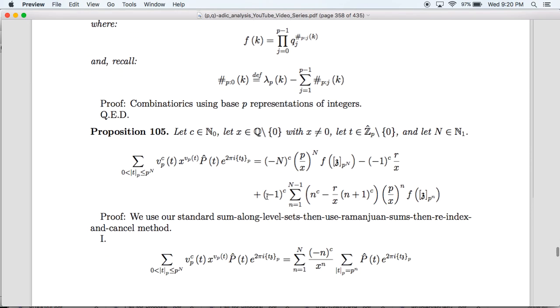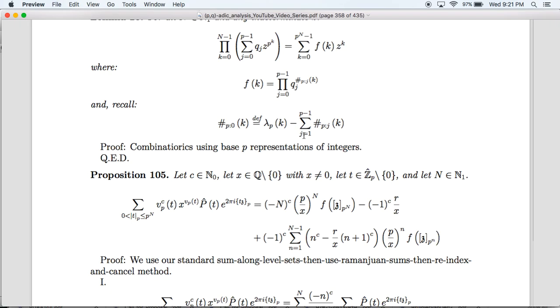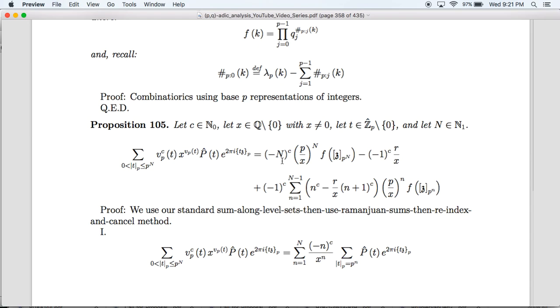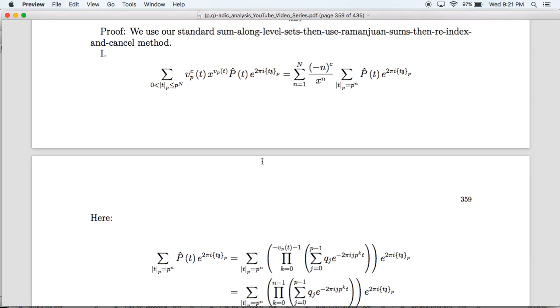And then here we have our main lemma, which we will use to sum our things. And here f of is this thing. And so this is this thing with z mod p to the n plugged in for k. And so the method for proving this is routine. It's our sum along level sets, and then use Ramanujan sum identities, and then re-index and cancel. And so in particular here we sum for little n equals 1 to big N.